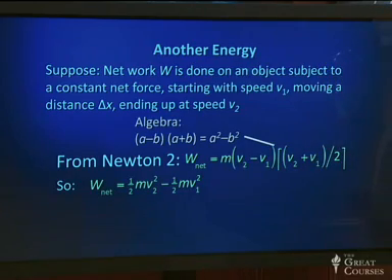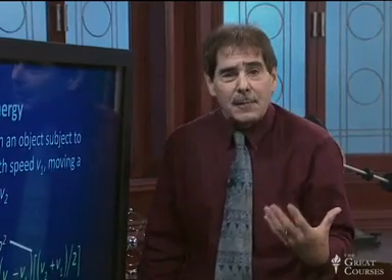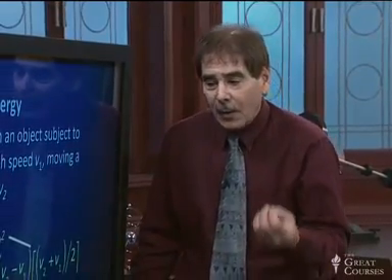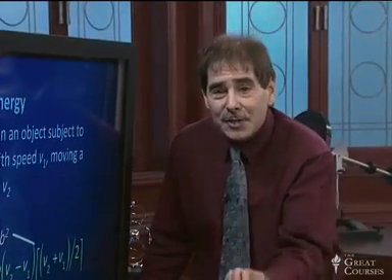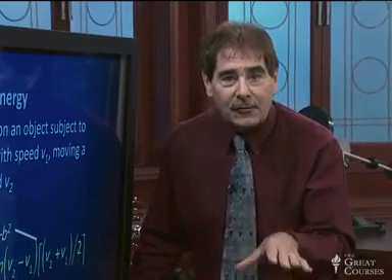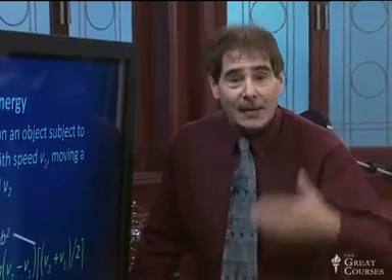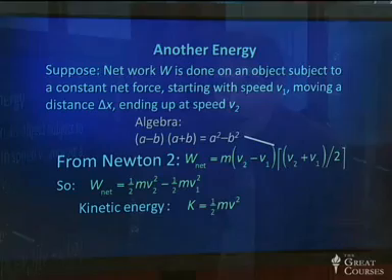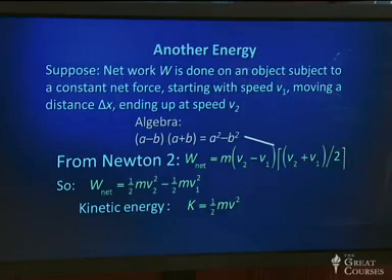And that tells us something very important. It tells us there's some new quantity we need to think about: 1/2 times the mass times the square of an object's velocity. And that quantity changes if, and only if, net work gets done on the object. We call that quantity kinetic energy. That's the energy associated with an object's motion. Kinetic energy is 1/2 mv squared.